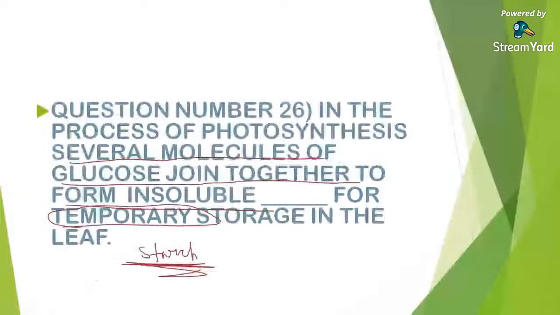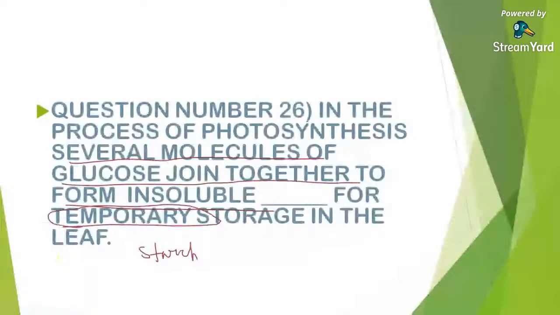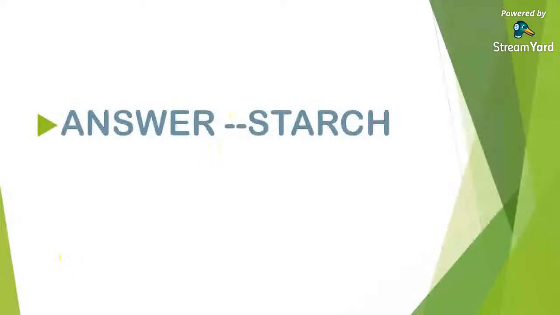Very good, Ayushi, Rashishina, Ananya. Very nice. You all have given the correct answer. Harmeet Kaur has also given the correct answer. Very good, Harmeet. Kaveri, Devi, very nice, Devi. So you all have given the correct answer. It is starch. So glucose is soluble in water, but starch is not soluble. This is insoluble. It gets stored in the leaf. Okay. Now, next.